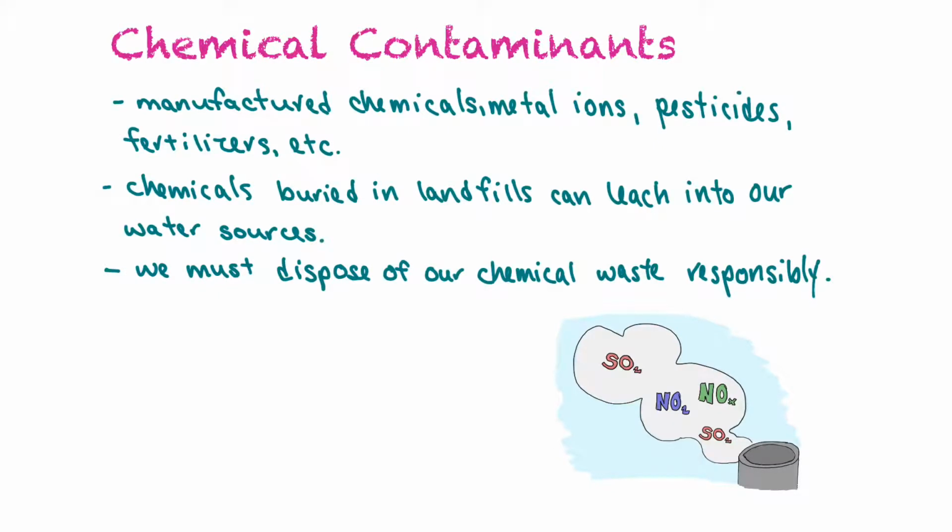Chemical contaminants are manufactured chemicals, metal ions, pesticides, and fertilizers, and any other chemical that ends up in the water system. Chemicals that are disposed of and buried in landfills can actually leach into our water sources. So that could be battery acid, household chemicals, even medications that we've thrown away can all end up in our water system. So we have to be sure that we're disposing of our chemical waste responsibly.